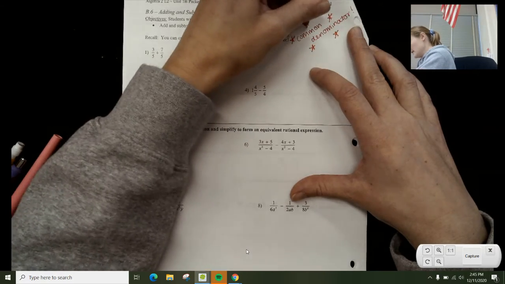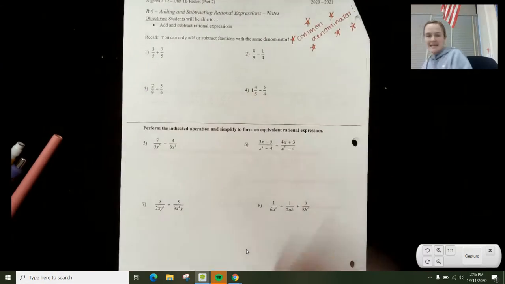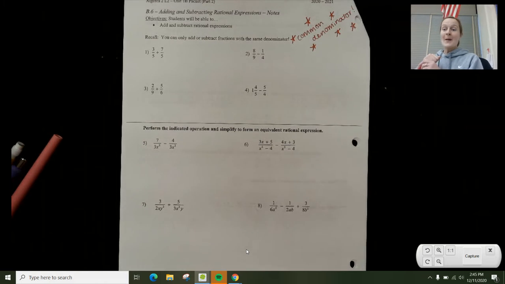Putting stars all around it. This is your key to adding and subtracting any fractions, rational expressions, anything. You need a common denominator if you have fractions.